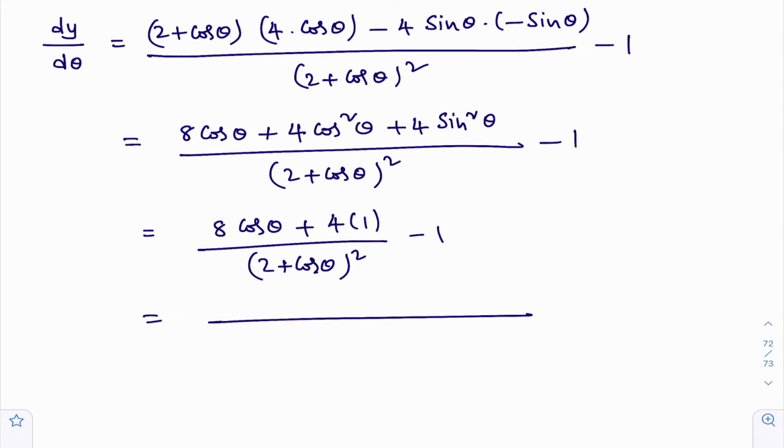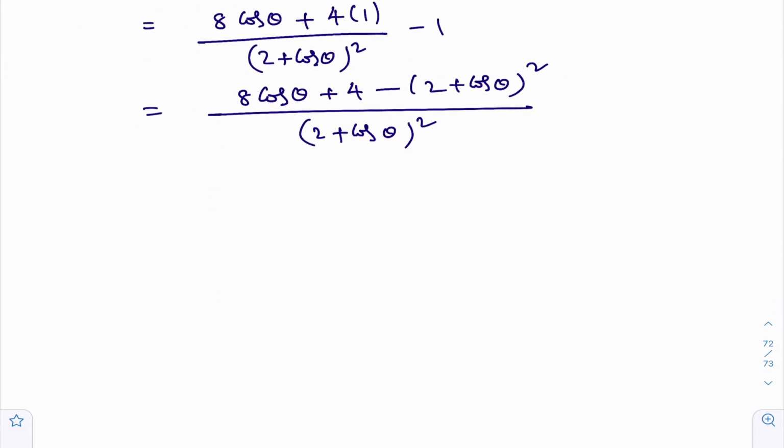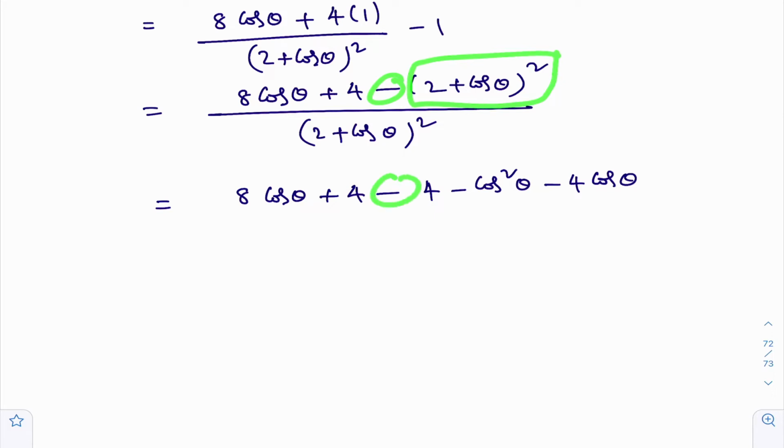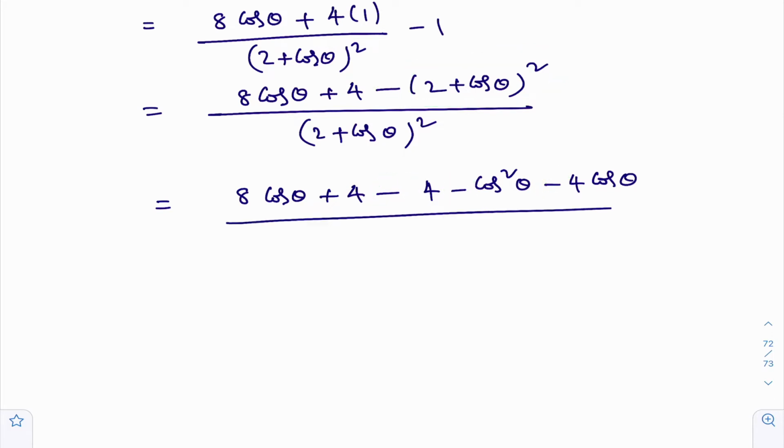Now I'll simplify this further. 2 plus cos theta whole square is the LCM. What you will get in the numerator? 8 cos theta plus 4 into 1 is 4 minus 2 plus cos theta whole square. This can be understood easily. You simplify this further, what you will get? You will get 8 cos theta plus 4 minus, now you expand this, this is like a plus b whole square. Expand this, what you will get? 4 minus cos square theta minus 4 cos theta. Here minus is there now. After expansion, I multiplied with minus also, okay, divided by 2 plus cos theta whole square.